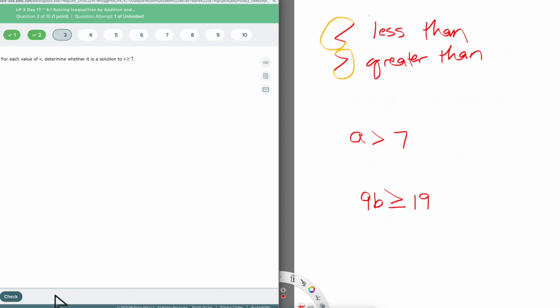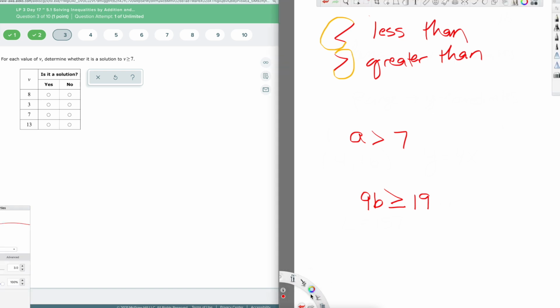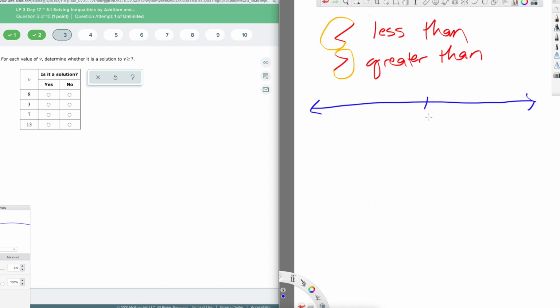So for each value, V, determine whether it is a solution to V is greater than 7. Oh, let me grab my eraser real quick. So really quickly, what I'm going to do is draw this number line where I have 0, and I want to focus on 7 for a moment. So I'm just going to place 7. It doesn't matter if I put all the numbers here. I'm just going to assume this is 7.